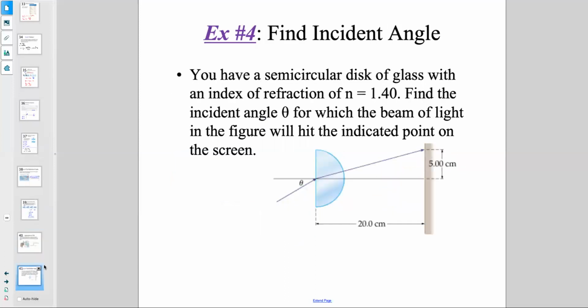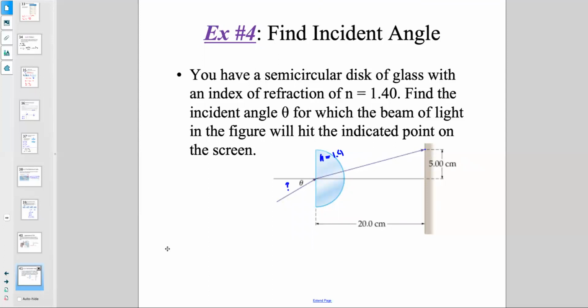So, find incident angle. You have a semi-circular disc of glass with an index of refraction of 1.4. So we know this n here is 1.4 for glass. Find the incident angle theta for which the beam of light in the figure will hit the indicated point on the screen. So in other words, this point. And we're looking for this angle. And it's coming from air.